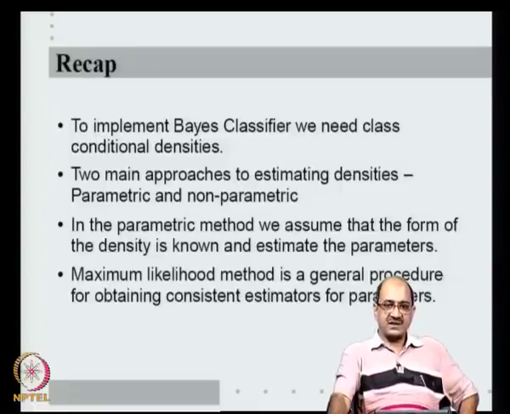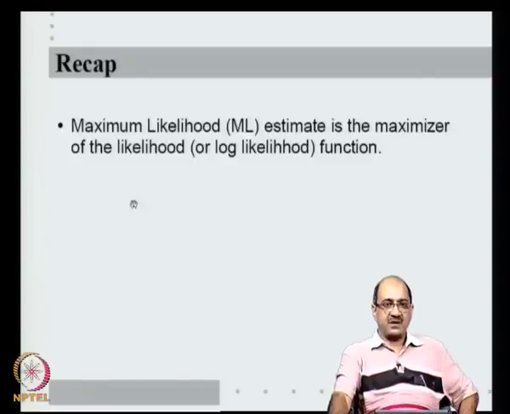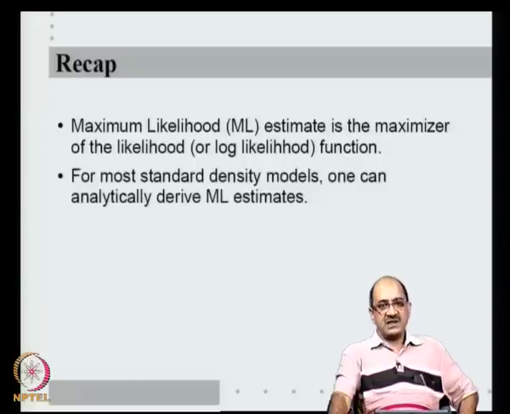An estimate is said to be consistent if as sample size goes to infinity, it converges in probability to the true value of the parameter. And we have seen that maximum likelihood method is a general procedure for obtaining consistent estimators for parameters. In the maximum likelihood estimate, the estimate is defined as the maximizer of the likelihood function, and in most standard density models one can analytically derive the maximum likelihood estimates.